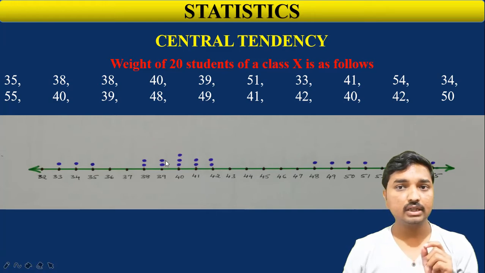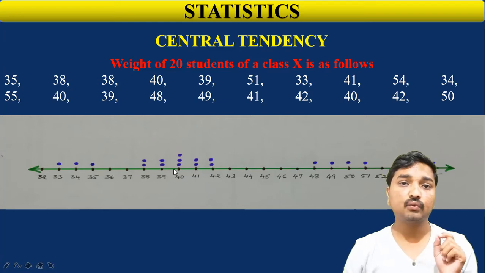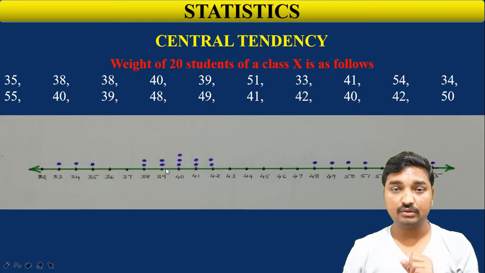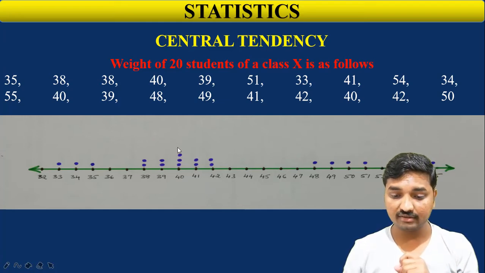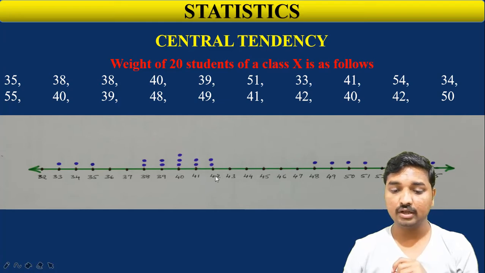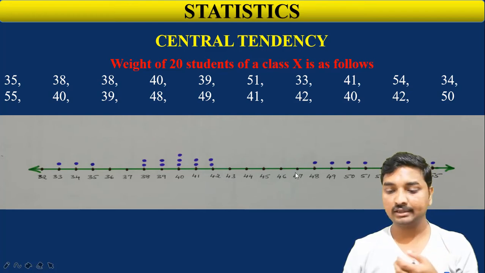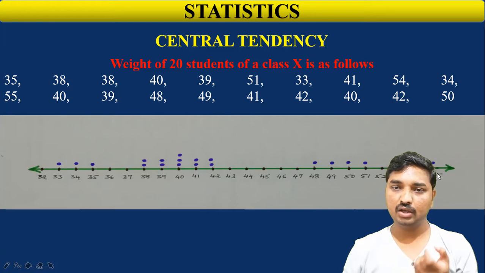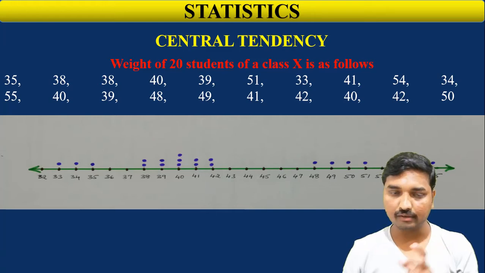And 39, there are two students. 40 kg, there are four students whose weight is equal to 40 kg. And the next one is 41, two students. 42, two students. And there are no students whose weight comes in this range: 43, 44, 45, 46, 47, like that. And one student 48 kg, like this. At last 55 kg, one student weighs 55 kg.